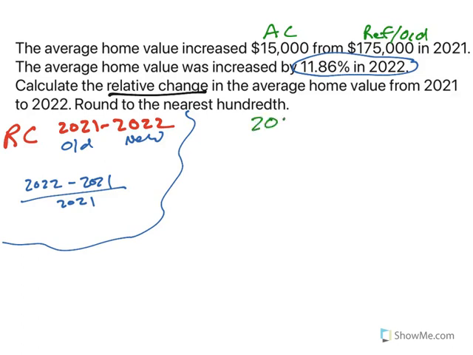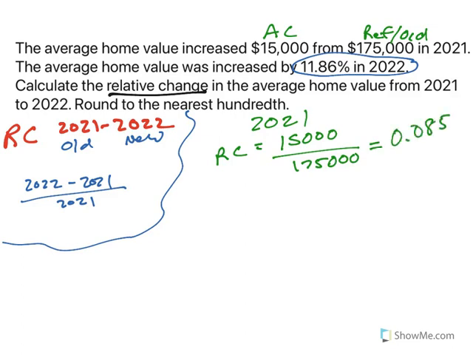So in 2021, I can find the relative change in home value prices by taking the absolute change, 15,000, and dividing by the old, which is 175,000. So the relative change, or the increase in 2021 was 8.57%. So that is the increase in 2021.